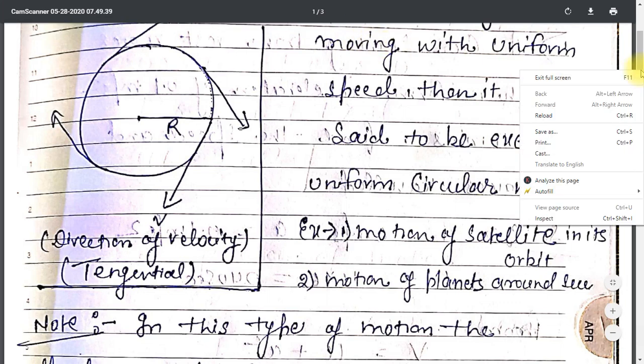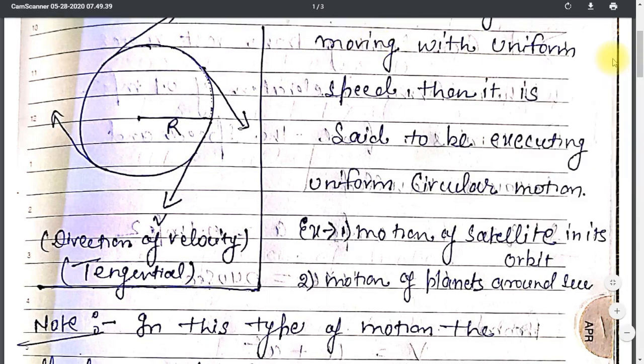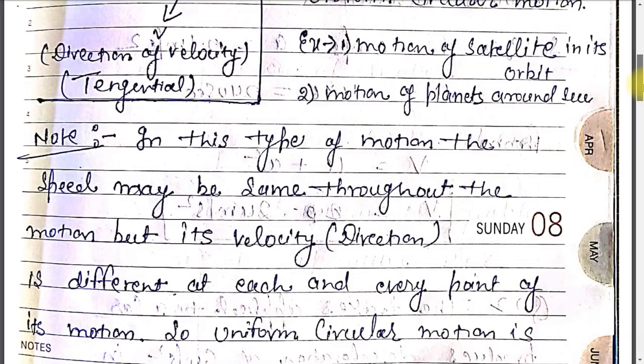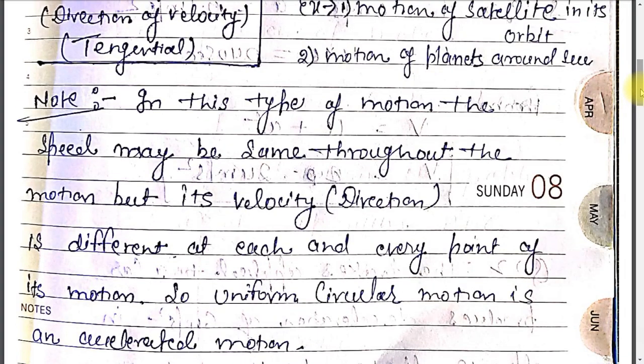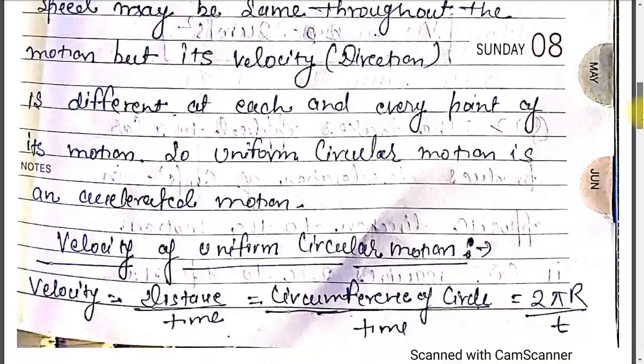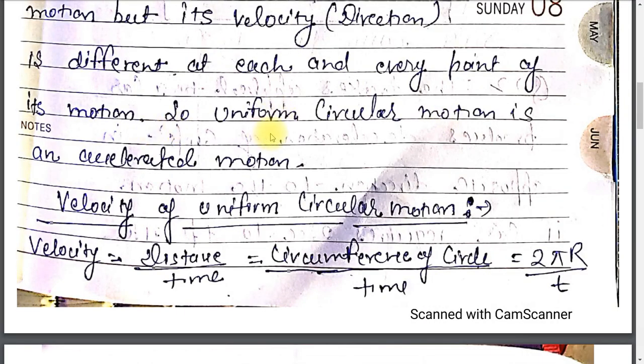So what is the condition for uniform circular motion? Speed will remain the same. That means the magnitude will remain the same. That means if you have 20 km per hour, it will remain constant throughout the journey, but its direction will keep on changing at every point. Now, that type of motion is uniform circular motion, and that's why it is defined as accelerated motion also.